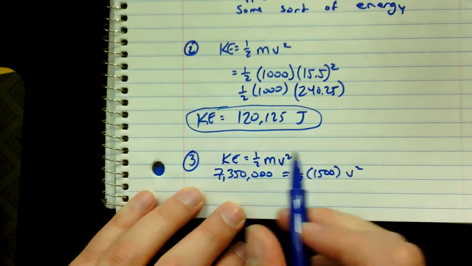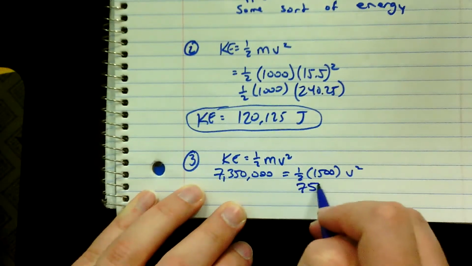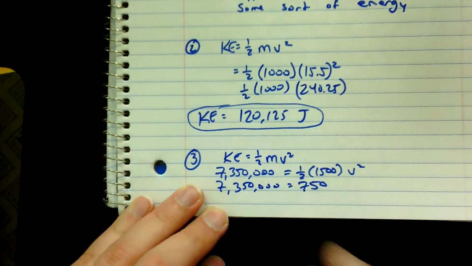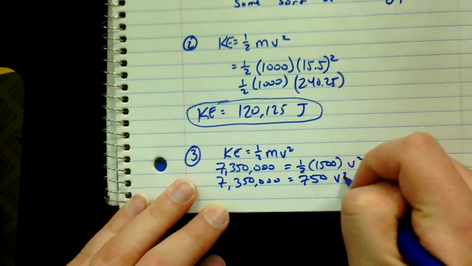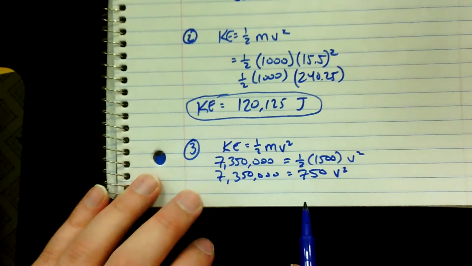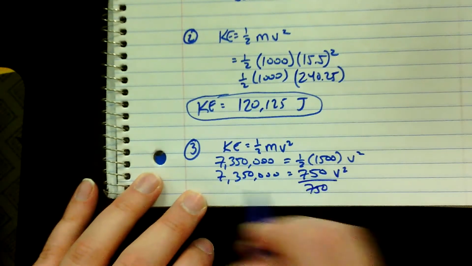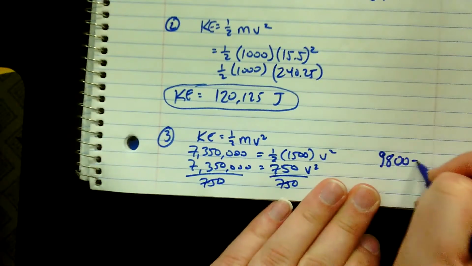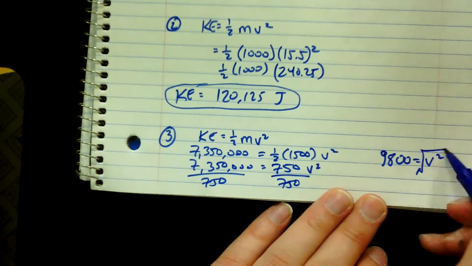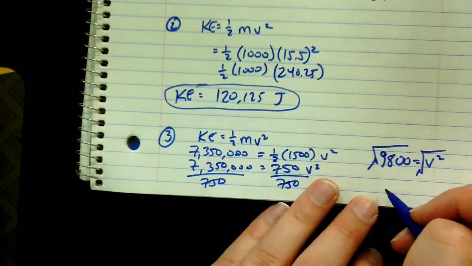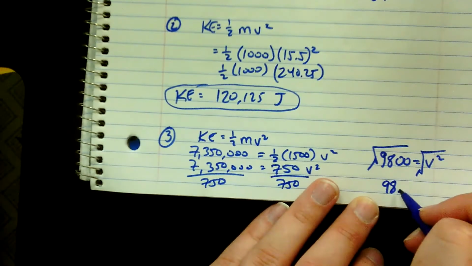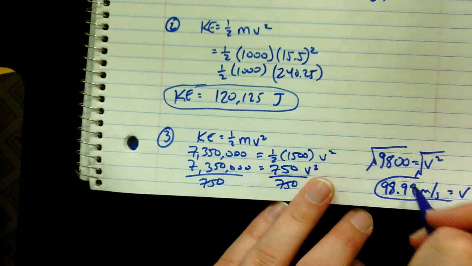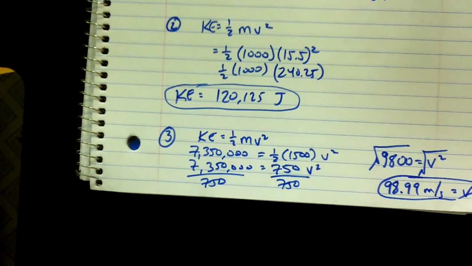All right, so this is backwards of the previous one, right? So I'm going to start getting half of 1,500, and then what am I going to do with this 750? Divide. Then I get something like 9,800 equals v squared. Then I got a square root. So I get something like 98.99 or 99.15.